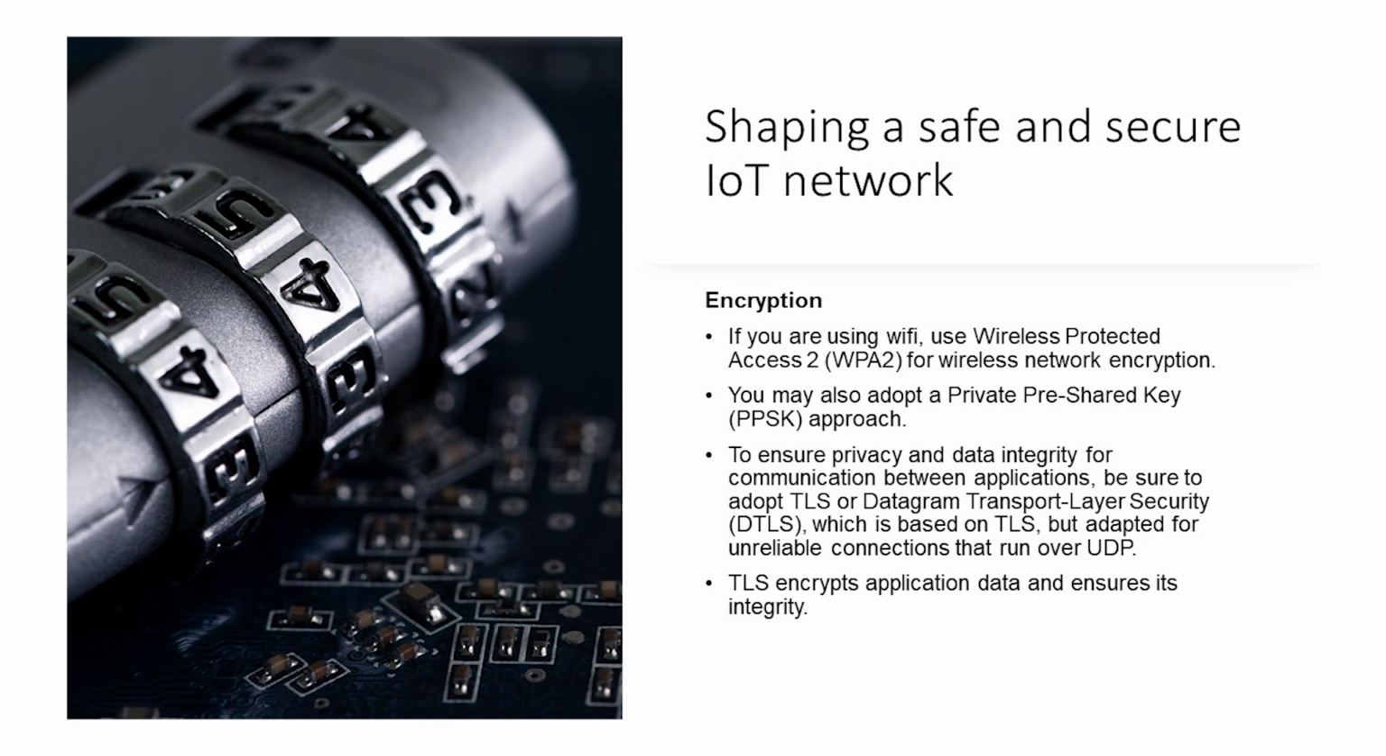To ensure your privacy and data integrity, you can use Transport Layer Security or Datagram Transport Layer Security, TLS or DTLS. DTLS is based on TLS, but it is adapted for running over User Datagram Protocol. Think about how you will encrypt the data, so that there is no unauthorized access. TLS encrypts application data and ensures your integrity. Whatever application data is being transmitted is encrypted using Transport Layer Security.